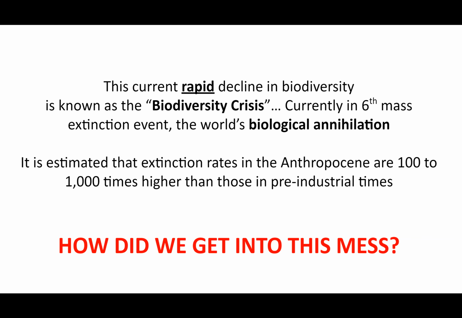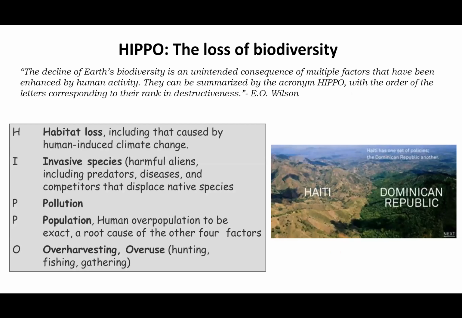So is extinction natural? Yes, absolutely. But the rate at which extinction is happening can only be explained by one thing, and that is us and what we are doing to the planet. So let's talk about how we got into this mess. How are we in the middle of a mass extinction event? And unsurprisingly, it's just things we do.